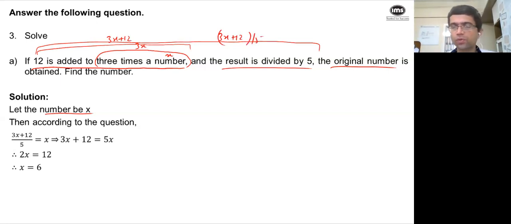And 3x plus 12 upon 5 is same as the original number. So the equation I get is 3x plus 12 upon 5 is equal to x. On solving, I can easily get x is equal to 6. So the number is 6. Correct. Hope all of you are with me. Very, very basic elementary sums, and you can stop me if you don't understand something.